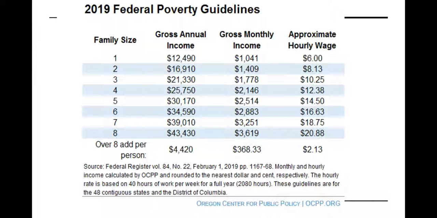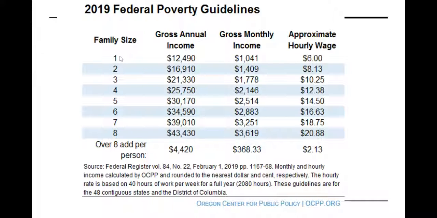I also have this table for you to look at. Okay, I have the 2019 Federal Poverty Guidelines. So, a family size of, let's say, 4, a traditional nuclear family. The poverty guideline is an annual income of $25,750, and that means about a $12.38 hourly wage, right? So that is the poverty threshold for a family of 4 at a national level: an income of $25,750 for a family of 4.